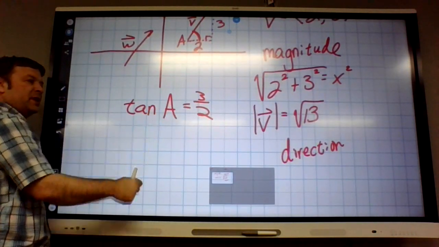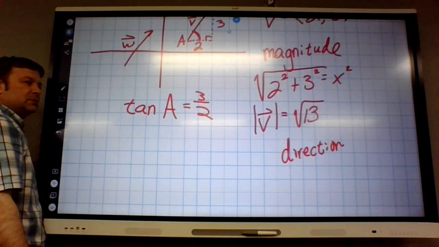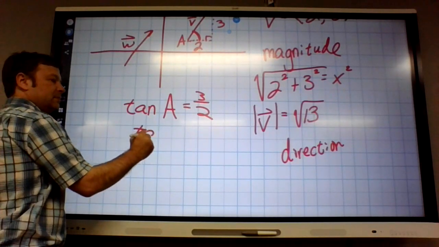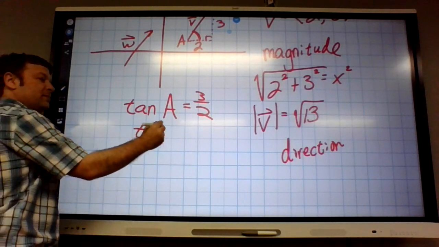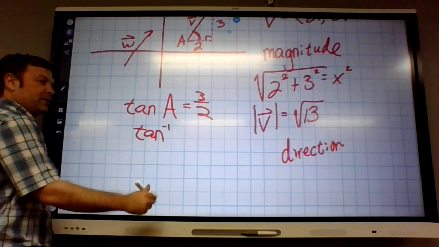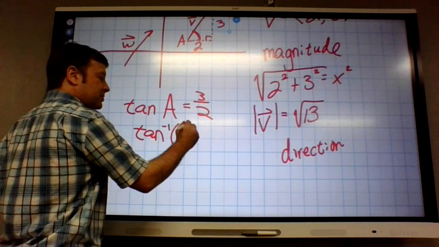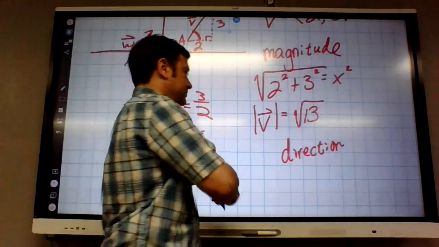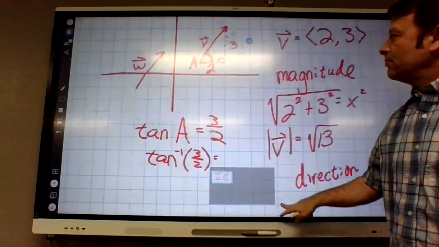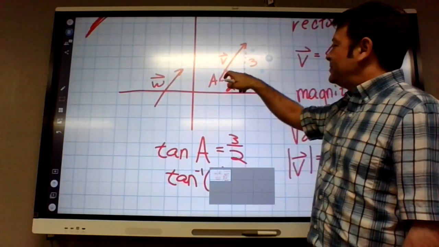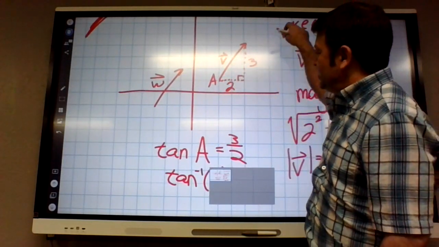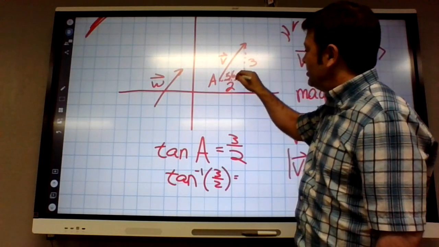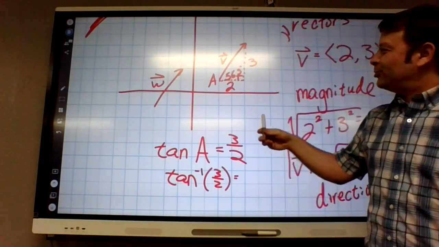It's been a while since we've done this one. What do we plug in to find the angle here? Tangent inverse of 3/2. That's what we plug in the calculator, and it spits out our angle. Somebody go ahead and plug that in. Let's get an answer on that. 56.301. Okay, 56.3, that would be degrees. We're going to be a little bit more specific than that.